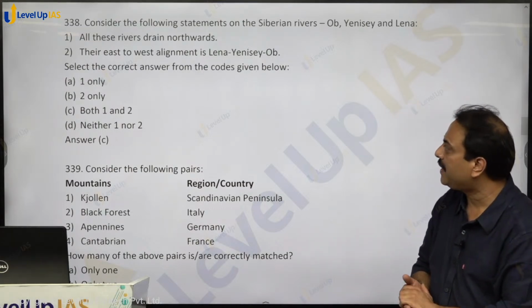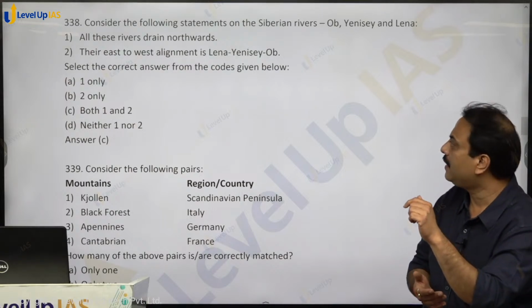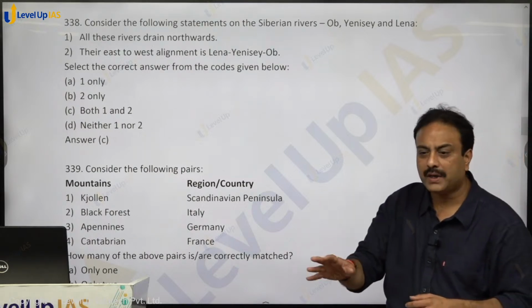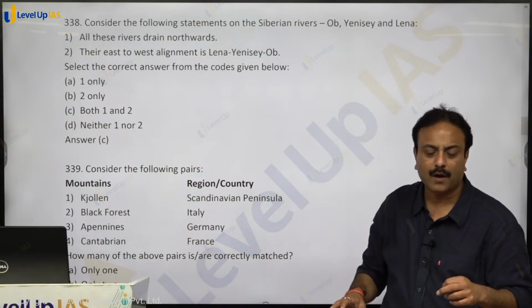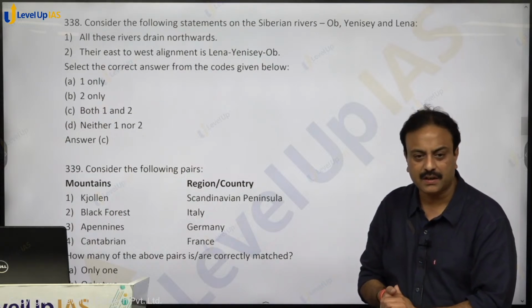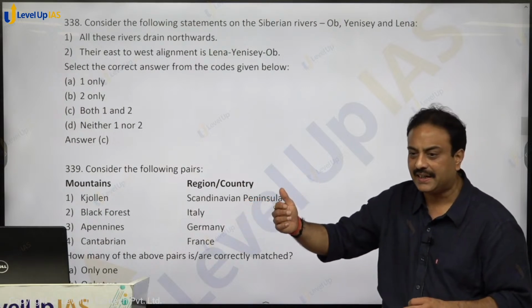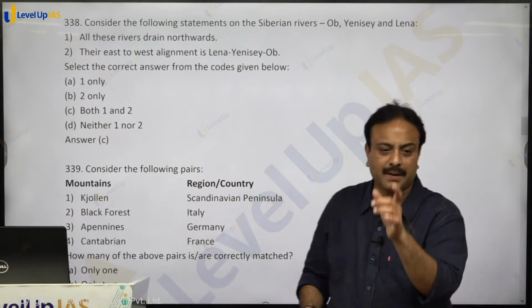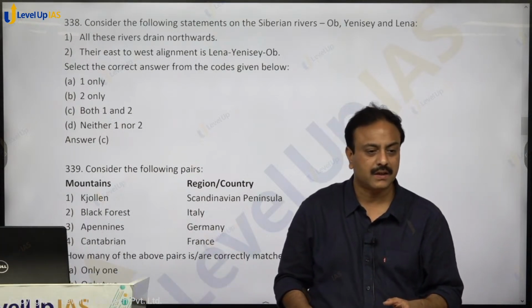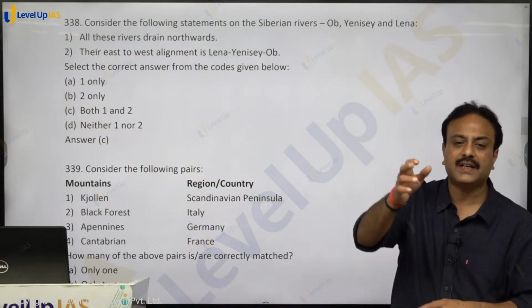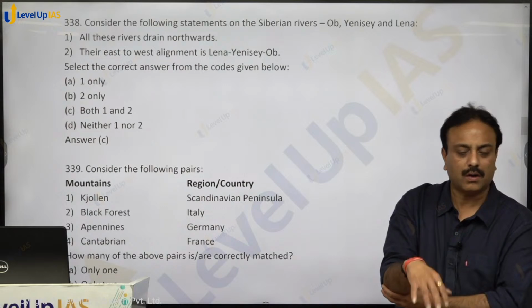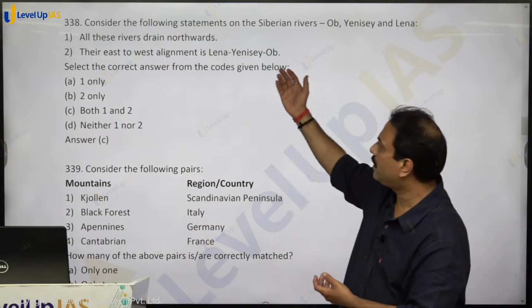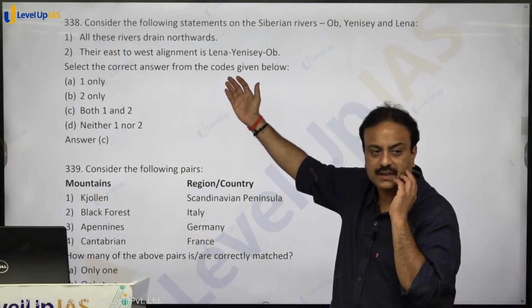The east to west alignment is Lena, Yenisei, Ob. The westernmost is Ob. Ob has a tributary called Irtysh. After that, next is Yenisei, next is Lena. Between Ob and Yenisei, you have the Western Siberian plains. Between Yenisei and Lena, you have the Central Siberian plateau. On the eastern side of Lena, you have the Eastern Siberian hills. So this alignment east to west is correct.